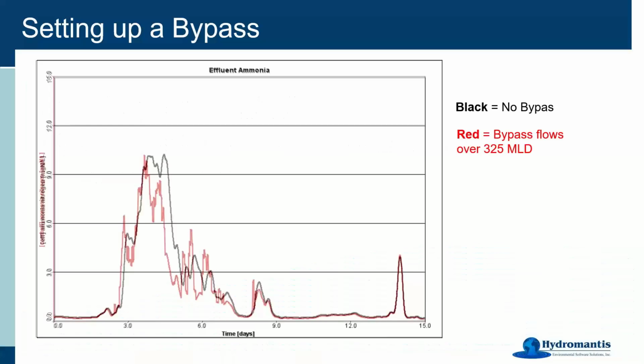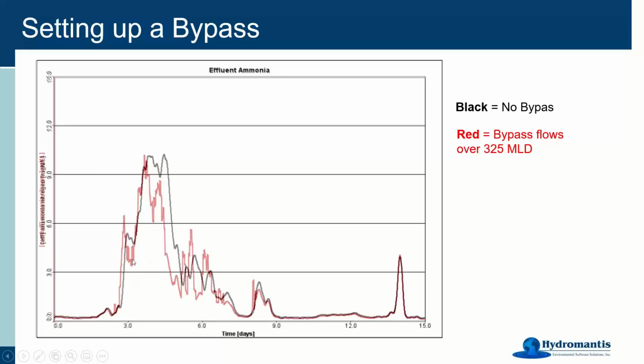Okay, so I'm going to pop back to the slides and show you a comparison that I did earlier on. In this case, what we're looking at is, in the black line here, what it looked like under the base case, so no bypassing. That was the first simulation I ran. And then another simulation where I ran it with the bypass flow at 325 MLD. So we got two different amounts in our effluent, and we got two different patterns for the way that this works.